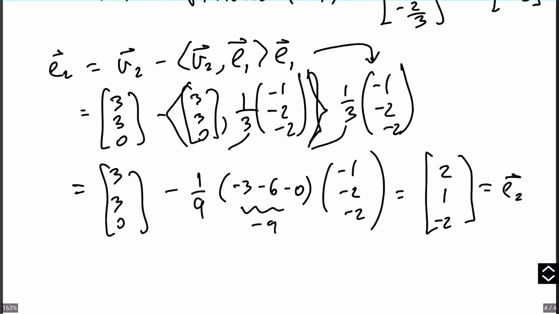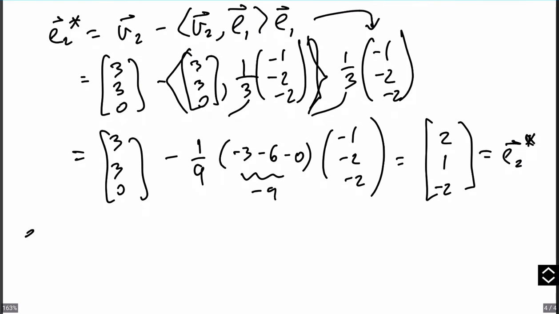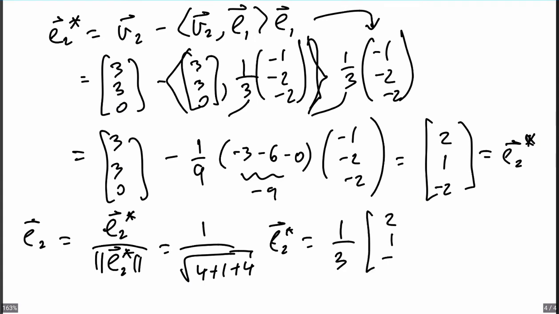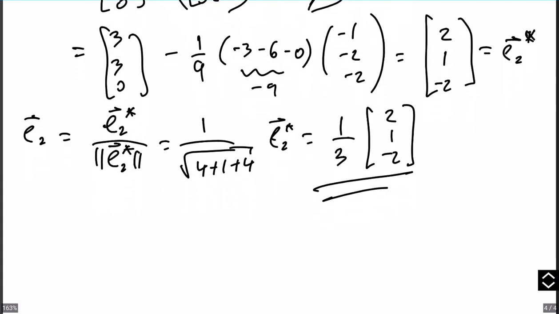That's actually the E2 star vector before normalization. And then we normalize it: A2 is E2 star divided by its length. The length is the square root of 4 plus 1 plus 4, which is 9, so the square root is 3. So this is 1 over 3 times 2, 1, minus 2. For E3, we need more work.